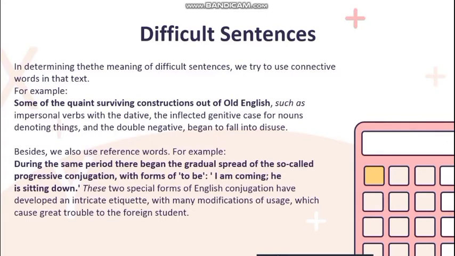It means that progressive conjugation is the special form of English conjugation that has developed an intricate etiquette with many modifications of usage, which cause great trouble to the foreign student. So we try to guess the meaning during reading by using the dictionary, and also guessing the meaning from the other words or the other phrase or reference, and also the connective words in the sentence itself.